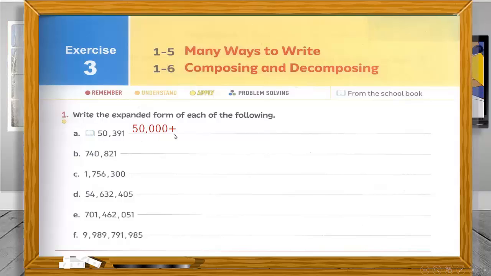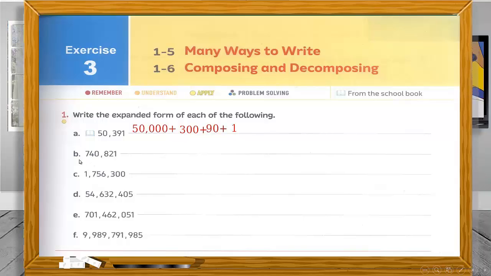So write 50,000. Here we have nothing, so you should go to the next place, because we said zeros are not needed in expanded form. And in the next place we have 3 in hundreds, so you should write 300. 9 in tens is 90. 1 in ones is 1.